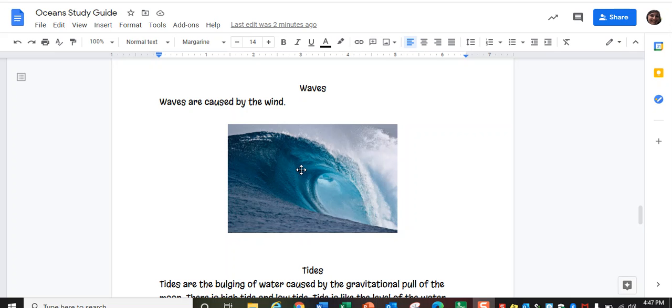When you're on the beach and you're playing in the water and the water is hitting your ankles or your knees, those are waves, and that's the wind blowing and making that wave.